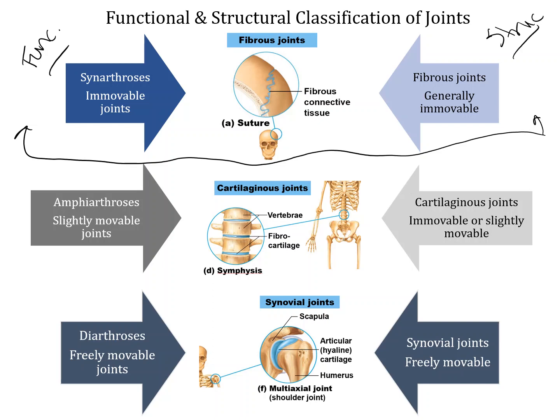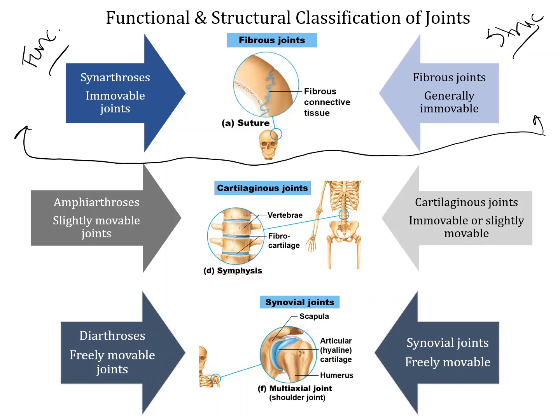So for our functional classification, we go for synarthroses, which are immovable. Then if we go down, we have amphiarthroses, which are next, which are slightly movable. And at the bottom, we have diarthroses, which are freely movable. So we're talking about the different amount of mobility within a joint.